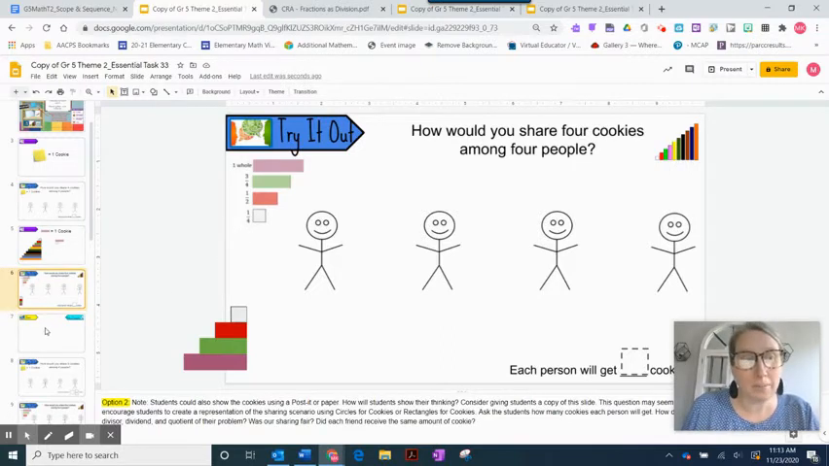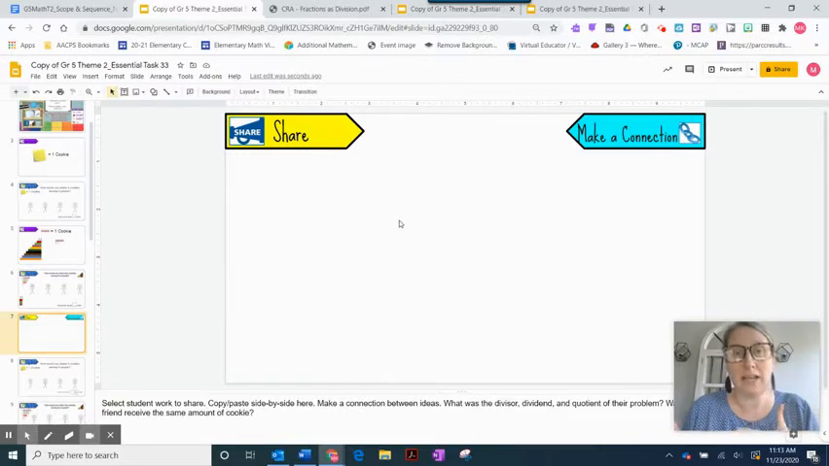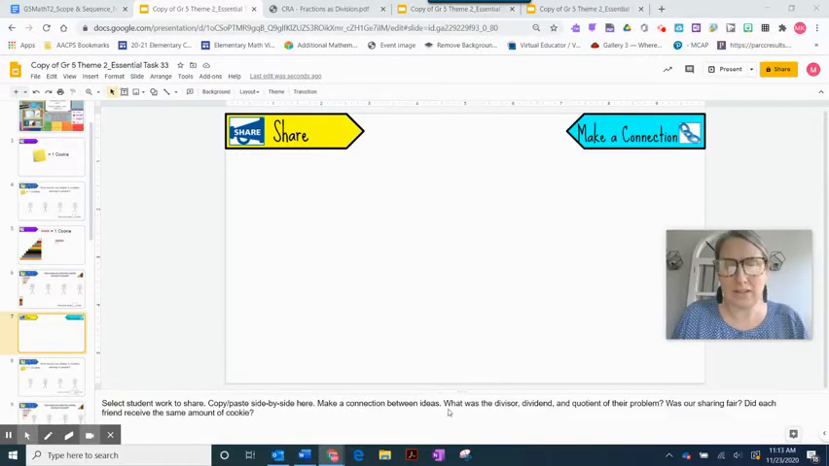So those are the 2 options. Then you're going to share and make those connections and talk about these big ideas. So what's that divisor, dividend, quotient of their problem? Was our sharing fair? How do we know? How do we know that each friend got the same amount of cookies?